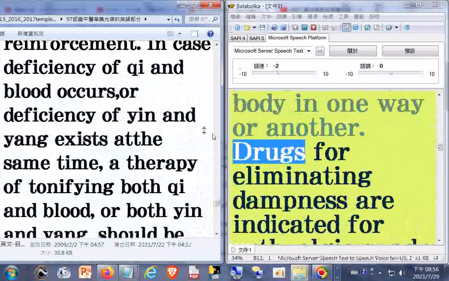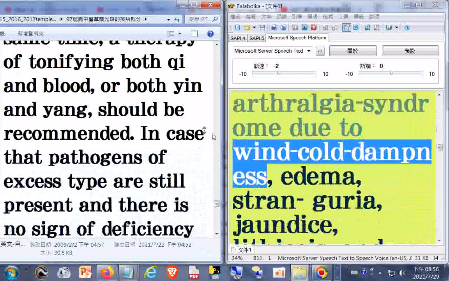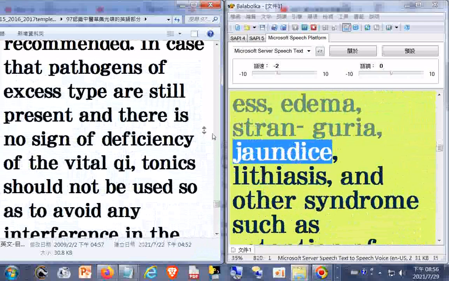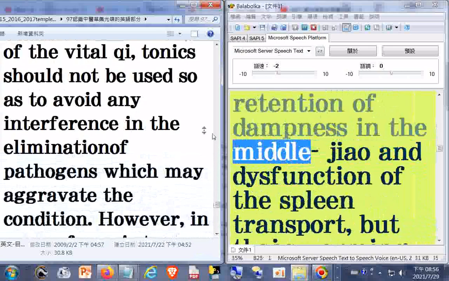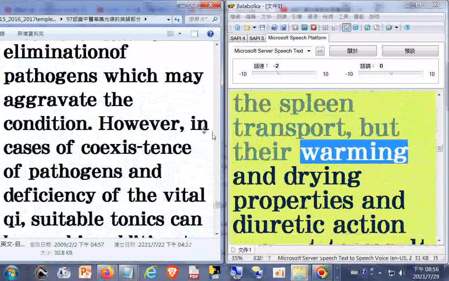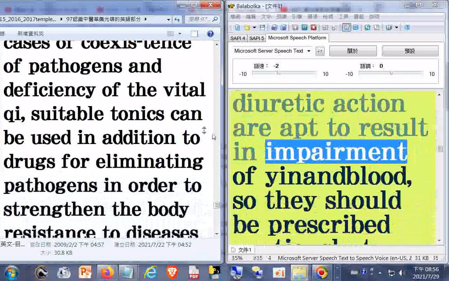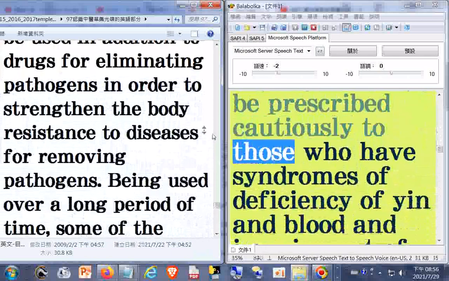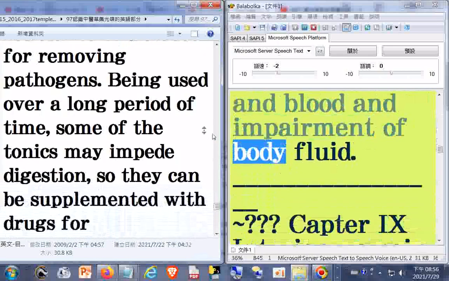Drugs for eliminating dampness are indicated for arthralgia syndrome due to wind-cold dampness, edema, strangury, jaundice, lithiasis, and other syndromes such as retention of dampness in the middle jiao and dysfunction of the spleen transport. But their warming and drying properties and diuretic action are apt to result in impairment of yin and blood, so they should be prescribed cautiously to those who have syndromes of deficiency of yin and blood and impairment of body fluid.